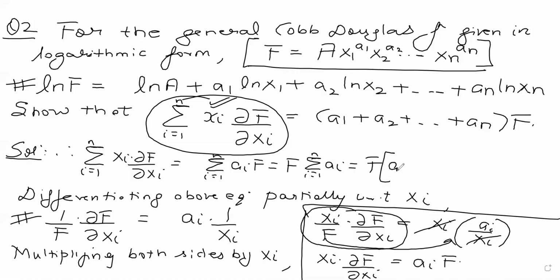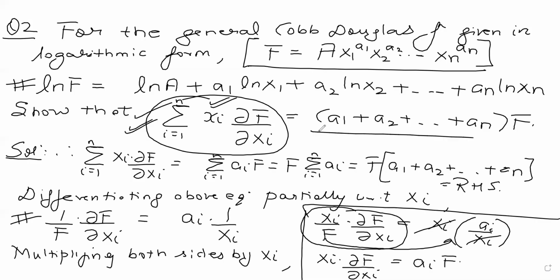And what is summation ai? A1 plus A2 plus dot dot dot an, which is nothing but my right hand side. So we have shown that summation xi times del f by del xi is equal to a1 plus a2 plus dot dot dot an times the function f. So again, the objective was that students should learn how to partially differentiate the function and apply this form to get the required answer on the right hand side. Okay, so I hope all students have understood this and have no doubts.